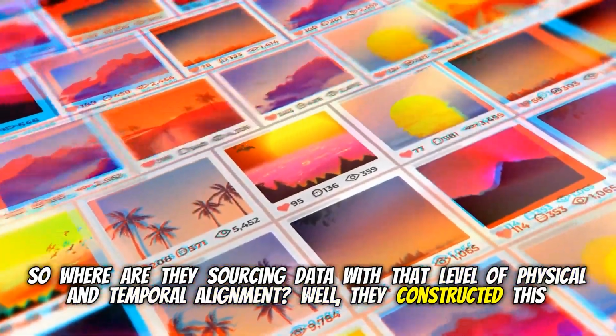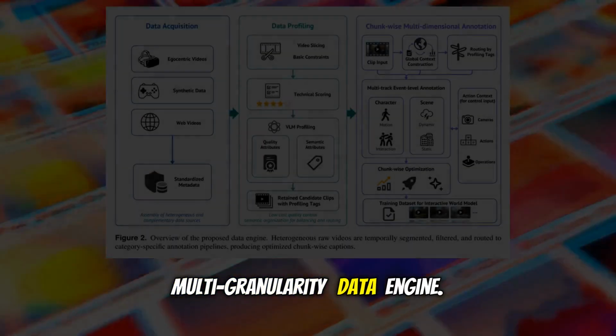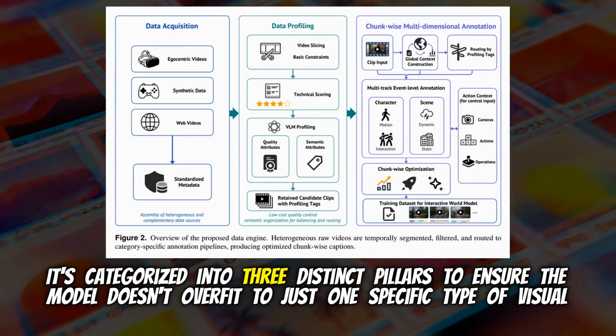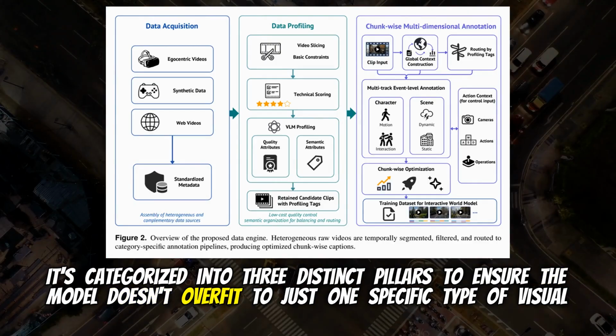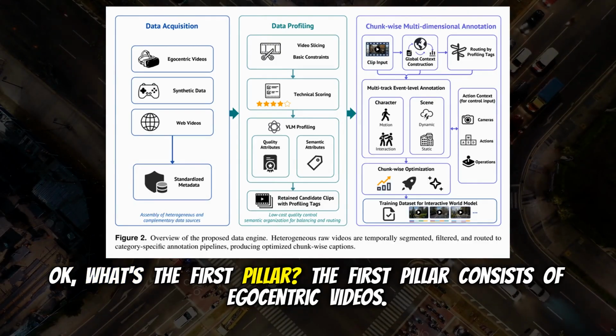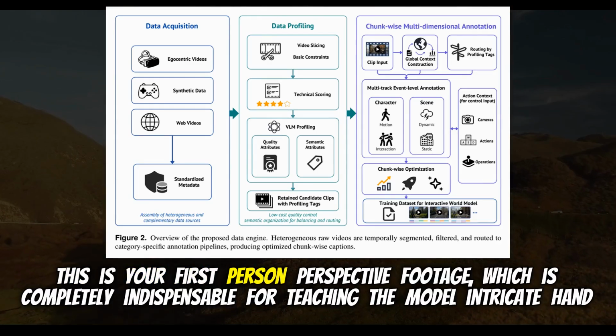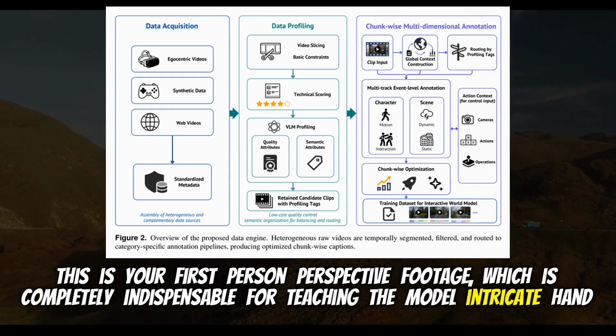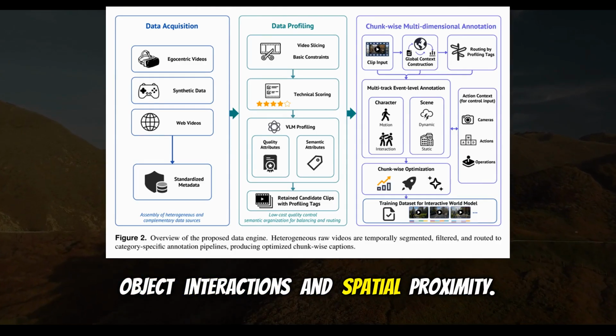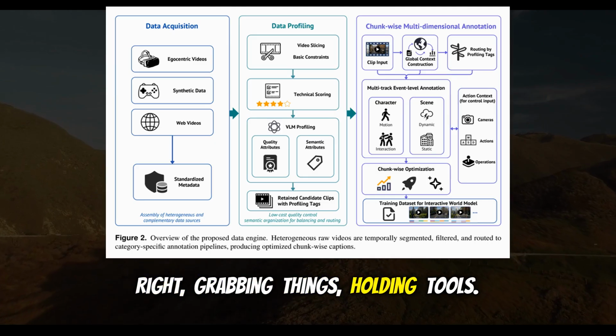Well, they constructed this multi-granularity data engine. It's categorized into 3 distinct pillars to ensure the model doesn't overfit to just one specific type of visual distribution. Okay, what's the first pillar? The first pillar consists of egocentric videos. This is your first-person perspective footage, which is completely indispensable for teaching the model intricate hand-object interactions and spatial proximity. Right, grabbing things, holding tools.